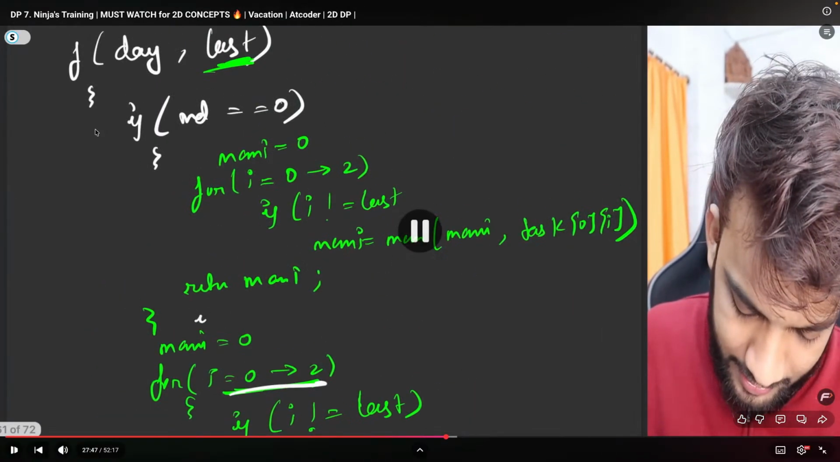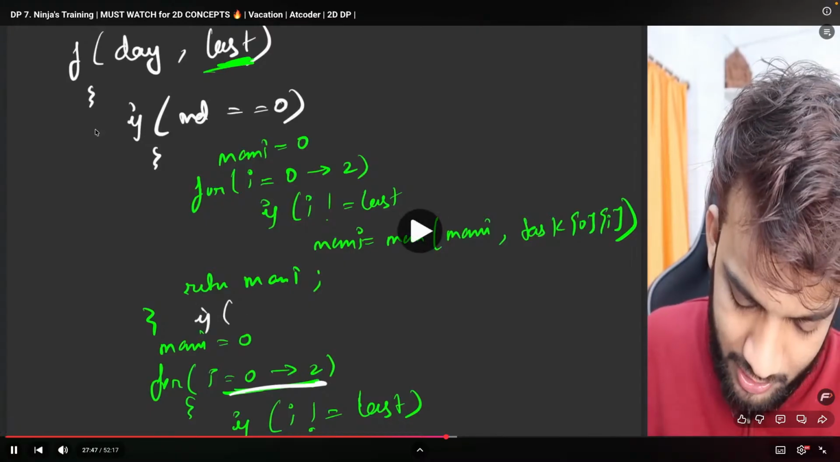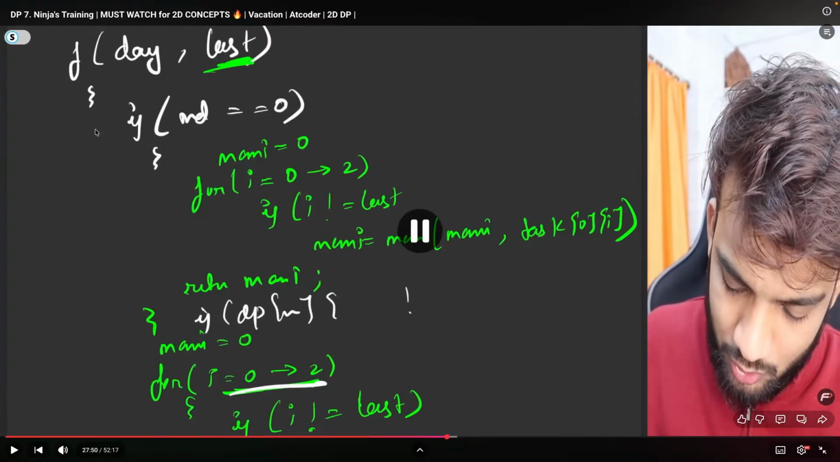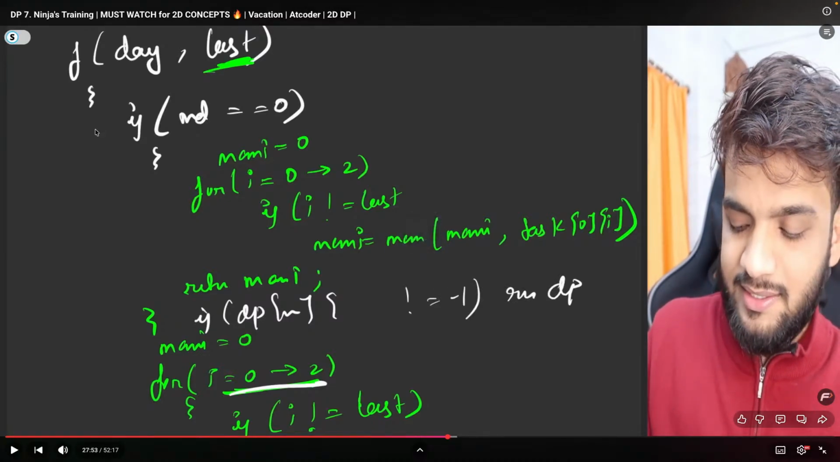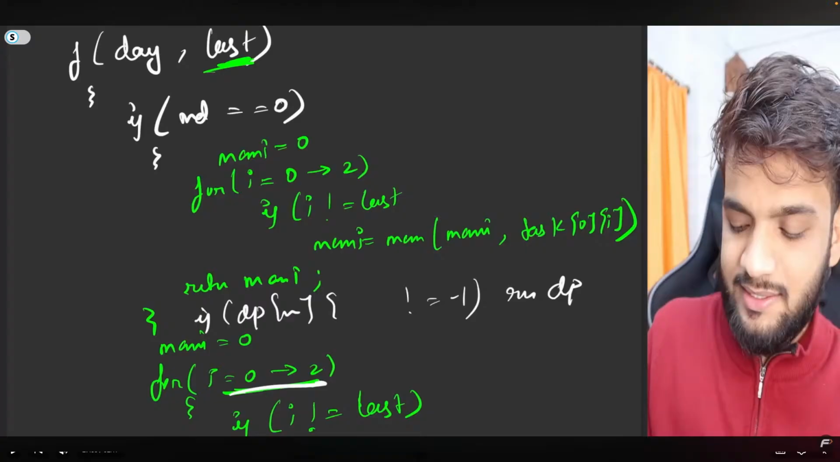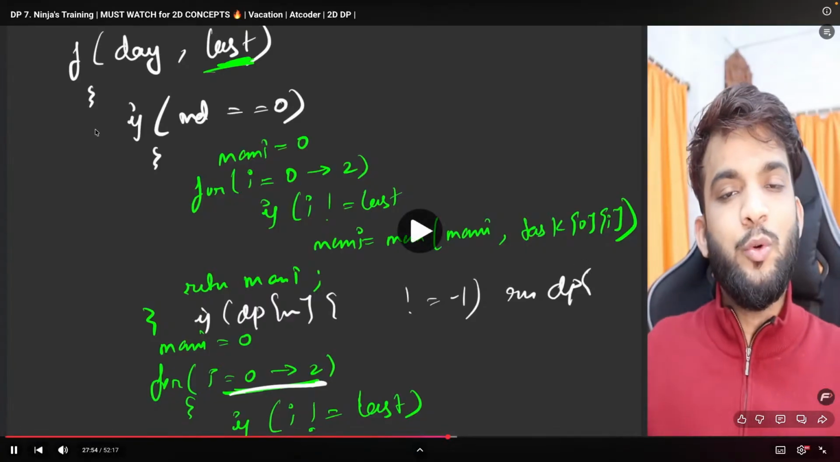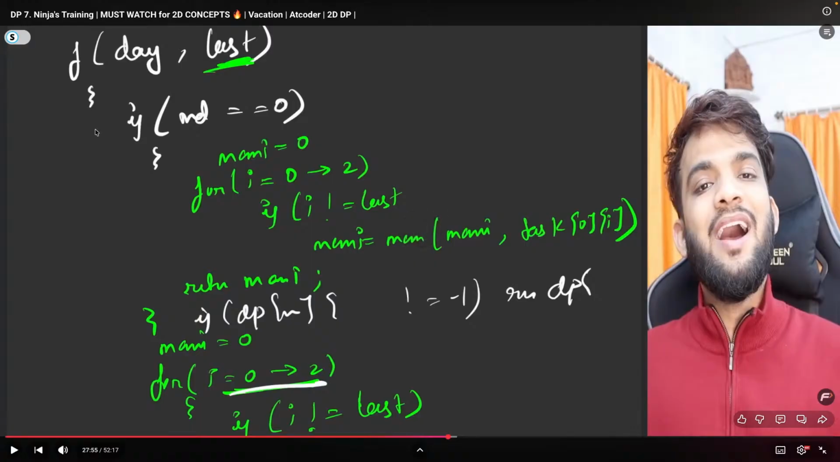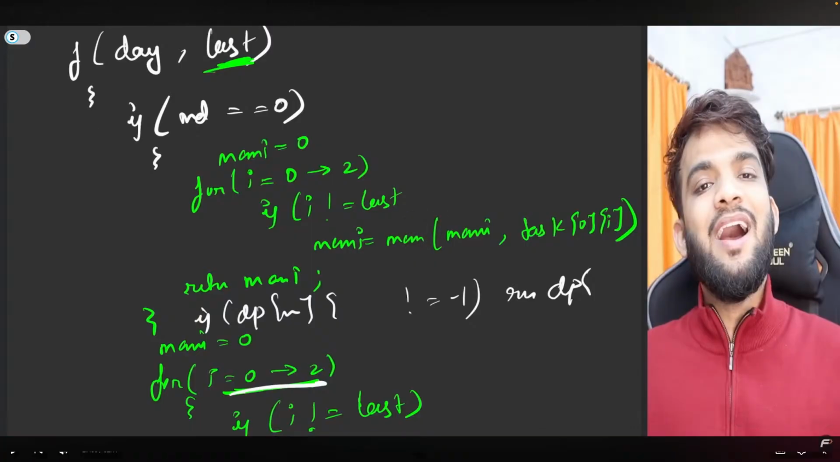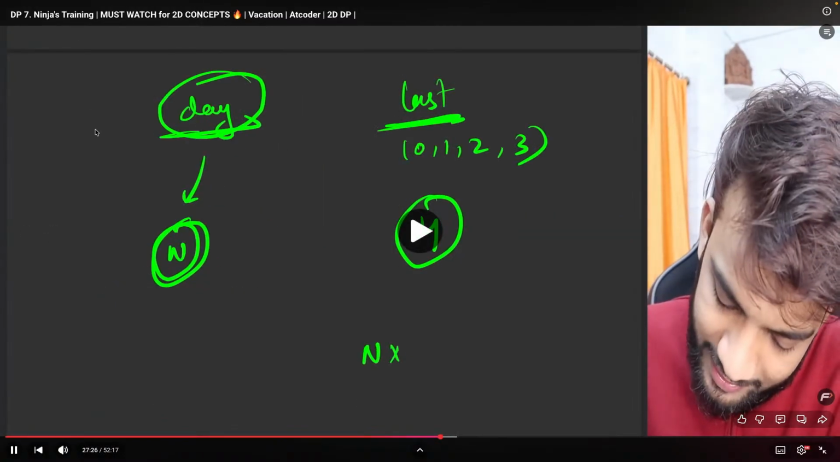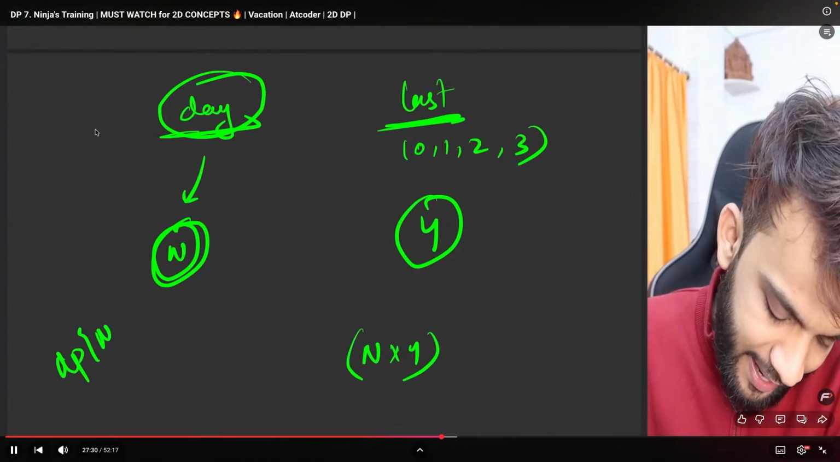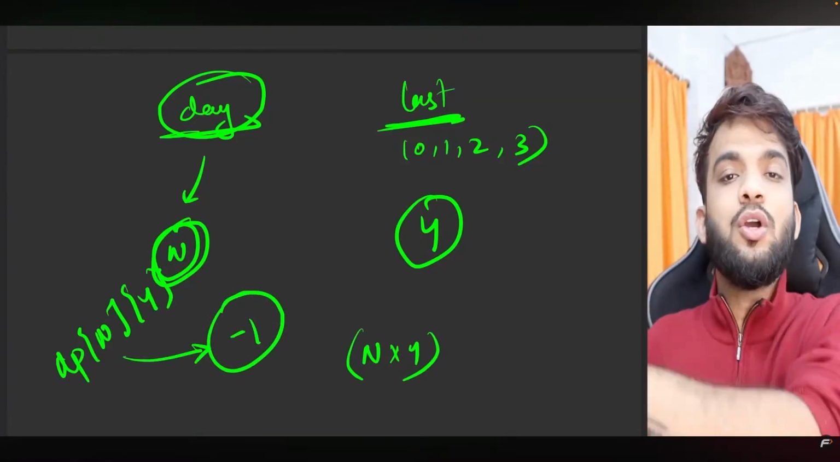And over here, just one line. If dp of index last not equal to -1, return dp of index last. 2D DP done. Okay, but he just created a DP of 2D, thereby you'll require an n cross 4 DP size array. Remember this, you'll require an n cross 4 array initialized with -1.